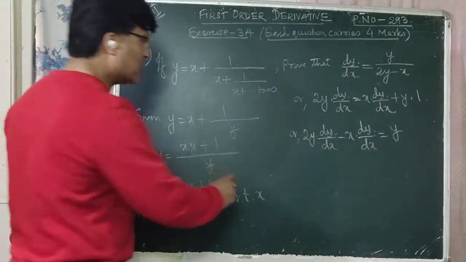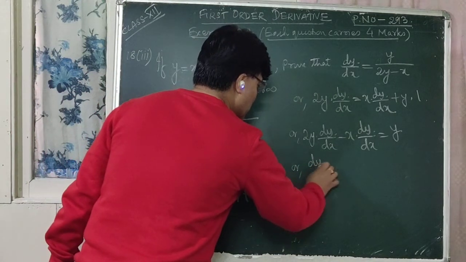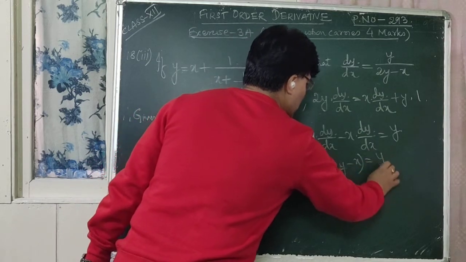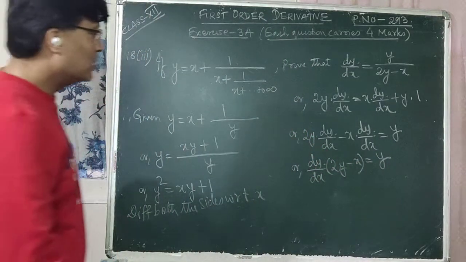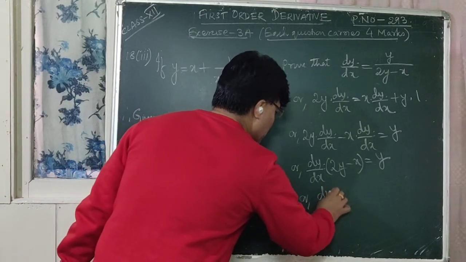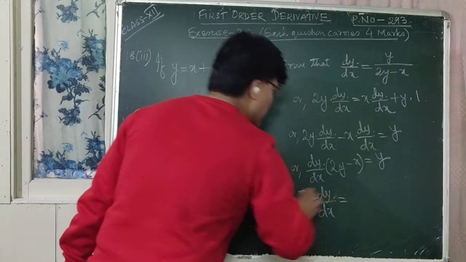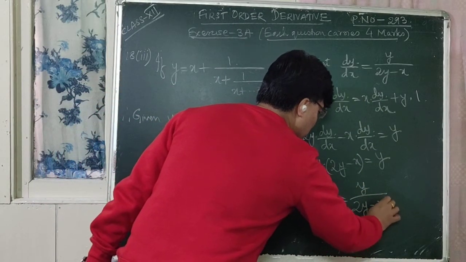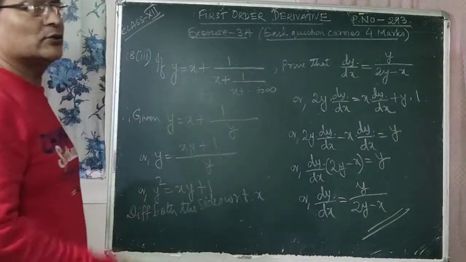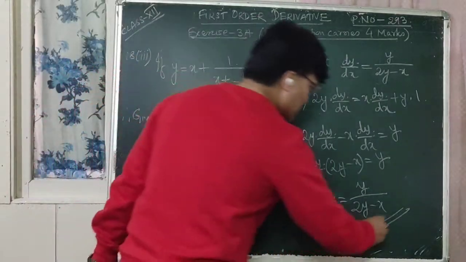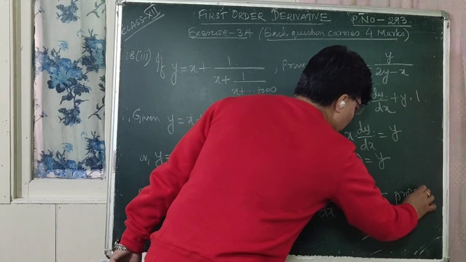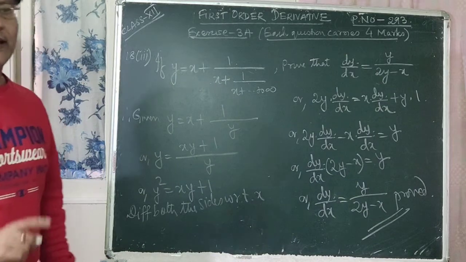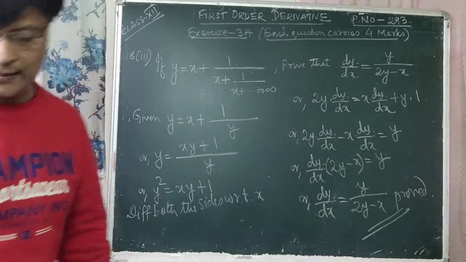Okay? Now we can take common. What is common out here? It is dy by dx. So within bracket 2y minus x, which is equal to y. So what is the value for dy by dx now? So you can solve it for dy by dx. dy by dx is equal to y divided by 2y minus x. So that is your answer. That means we have proved it. Okay. So the value for dy by dx is equal to y upon 2y minus x is proved. So that is the answer.